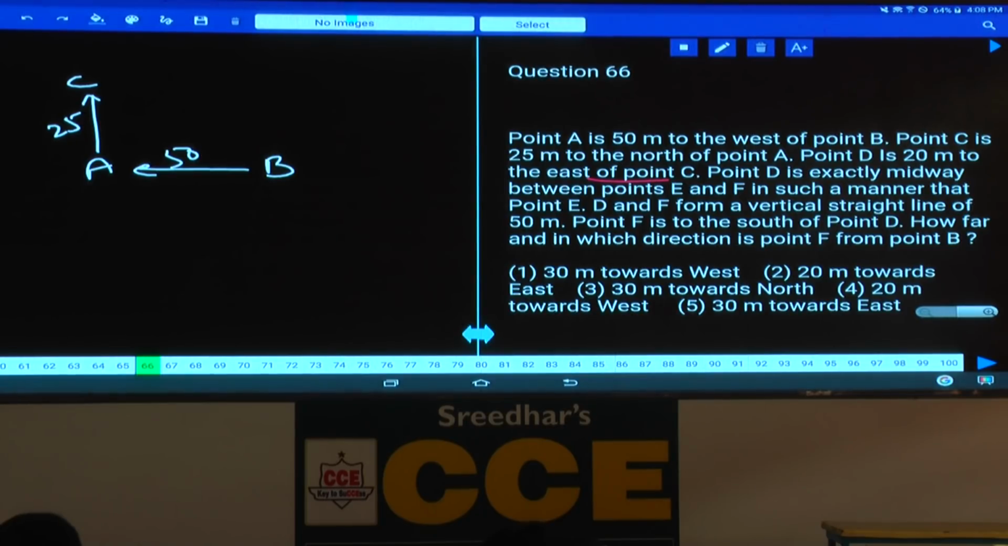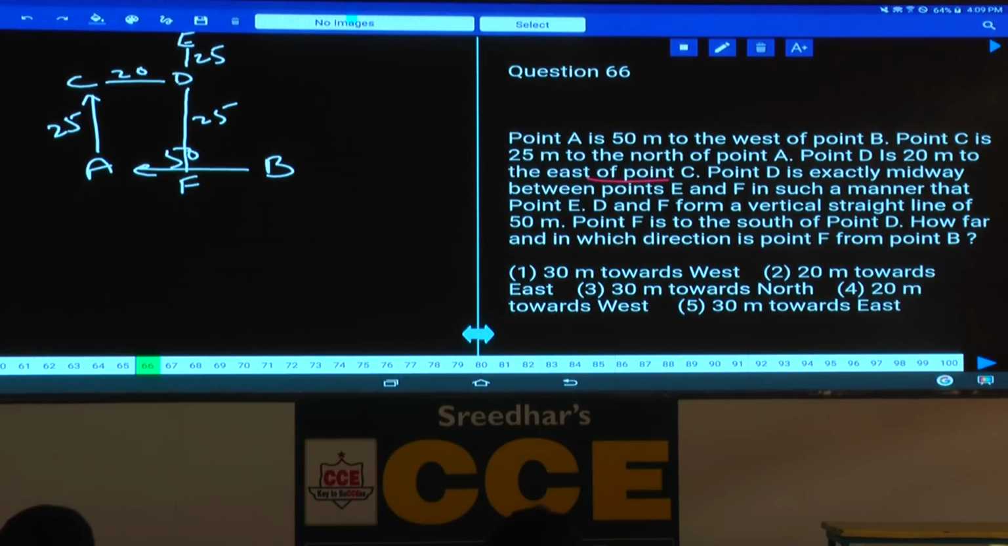20 meters to the east of C means D will be somewhere here. And D is exactly midway between E and F, in such a manner that EDF form a vertical straight line. Vertical straight line of how many meters? 50 meters. F is to the south of D, so F will be exactly here, and E will be somewhere here. The distance between these two is again 25 meters, because EDF is in a vertical straight line.